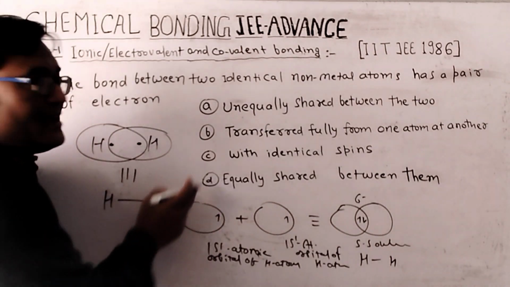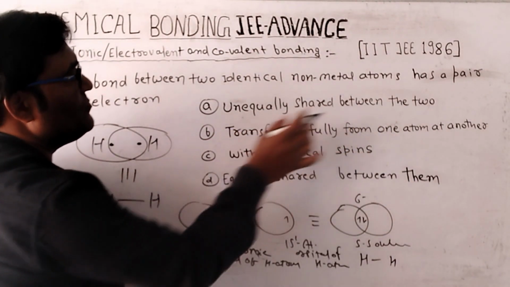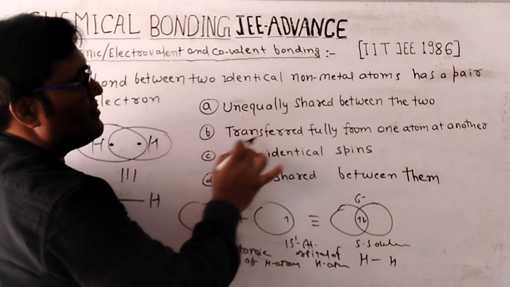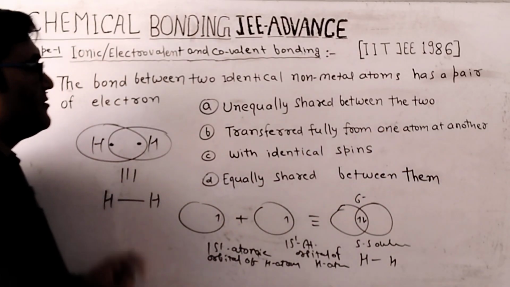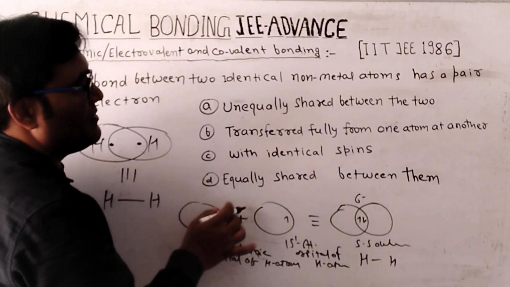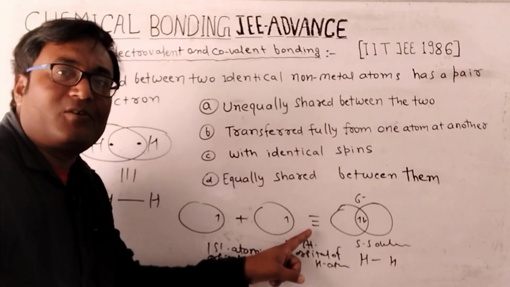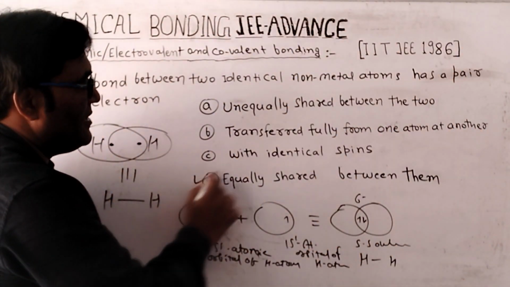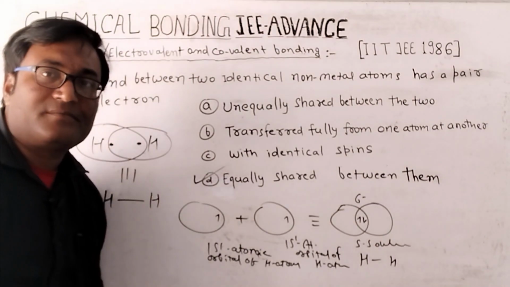Now according to the given options: unequally shared between two? No, they are equally shared. Second option, transferred fully from one atom to another? No. Third, with identical spin. Identical means with the same spin? No, spin is completely different after bond formation. Equally shared between them? Yes, equally shared between them. So you can take a screenshot of this question.